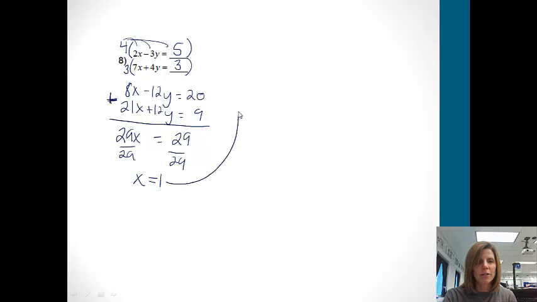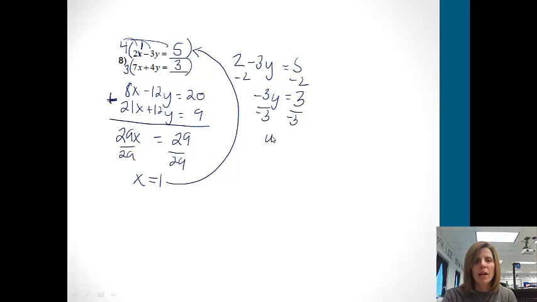We need to just finish it. I like to go to the top equation and put in 1 for the x. So I'm going to get 2, because 2 times 1 is 2, minus 3y equals 5. I will subtract 2 from both sides, so I'll get negative 3y is equal to 3. Then I'm going to divide both sides by negative 3, and I get y is equal to negative 1. So my point of intersection, putting it in as x and y, will be 1, comma, negative 1. That's where those two lines would cross.